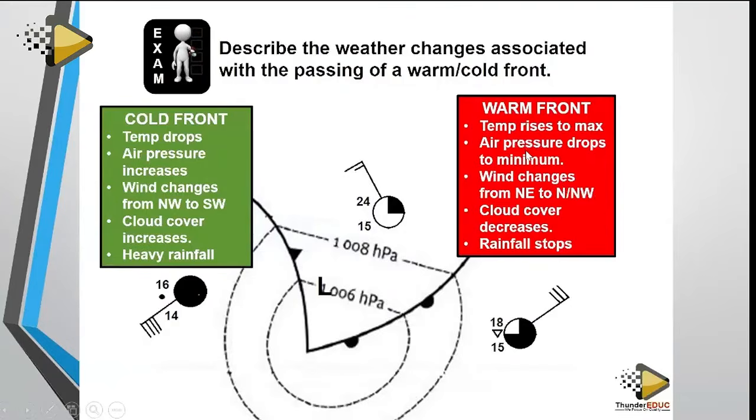is lighter, and therefore it's going to rise. And therefore that is why we're going to have air pressure being lower or dropping to minimum. And then wind will change from northeast to northwest. That is all again because of clockwise circulation of air. And cloud cover will decrease because now there's not going to be undercutting of that warm air by cold air. So the cloud cover will decrease and rainfall will stop.